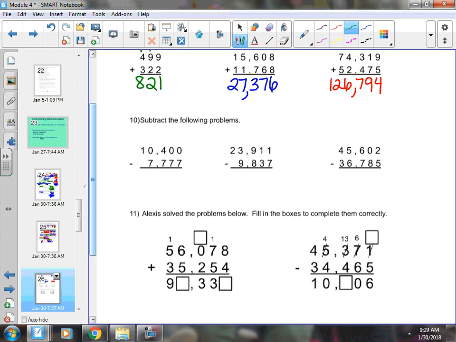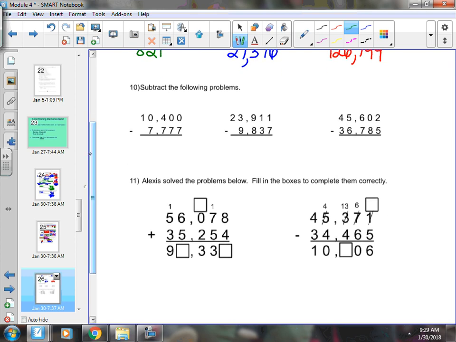Okay, I can't do 0 minus 7. I can't take anything away from the tens place, so I'm going to take one of my hundreds and break it into 10 tens. But I still need help in my ones place, so I'm going to take one of my tens and break it into 10 ones. And as soon as I'm able to subtract, I like to. 10 minus 7 is 3. 9 minus 7 is 2.